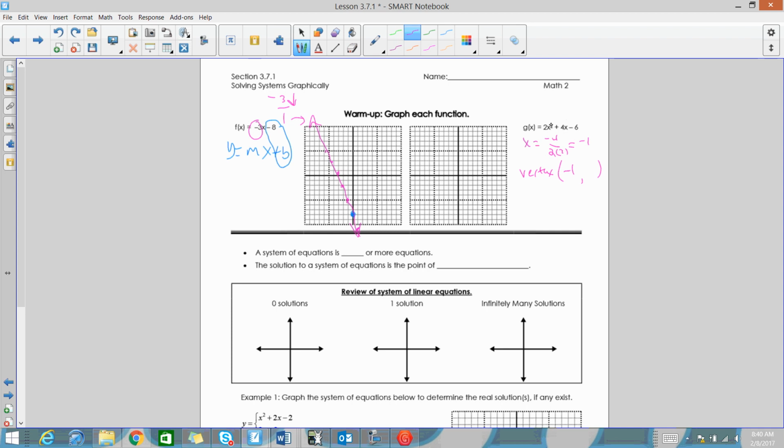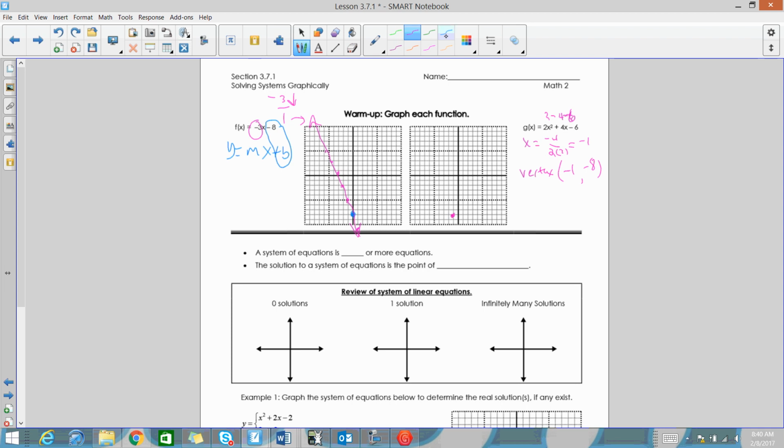When you put in the negative 1 in here, negative 1 squared is 1, 1 times 2 is 2, and then 4 times negative 1 is negative 4, and then minus 6. So 2 minus 4 is negative 2, minus 6 is negative 8. So our vertex is negative 1, negative 8, which is down here.